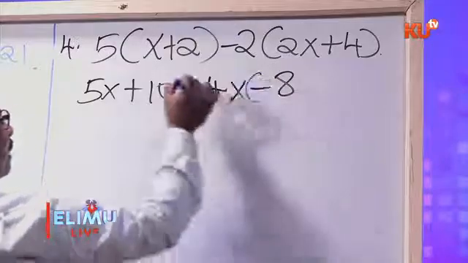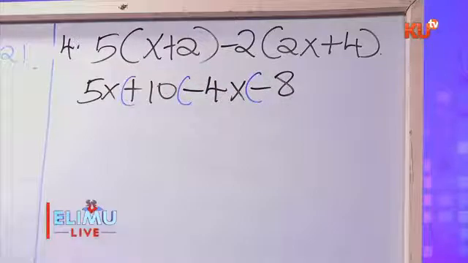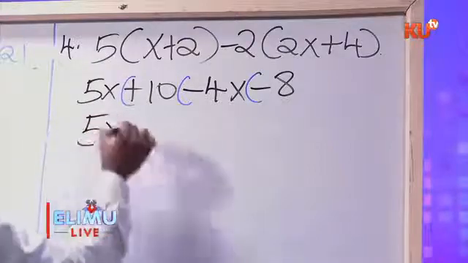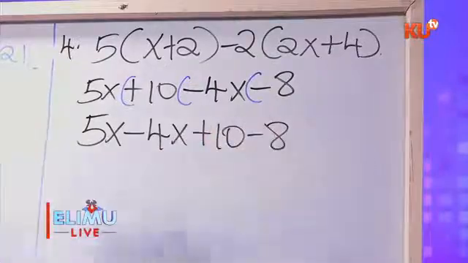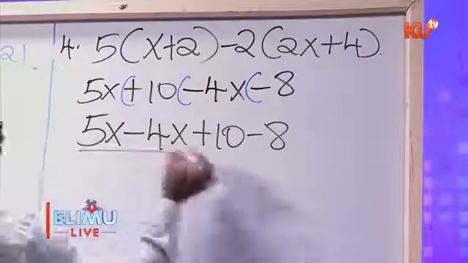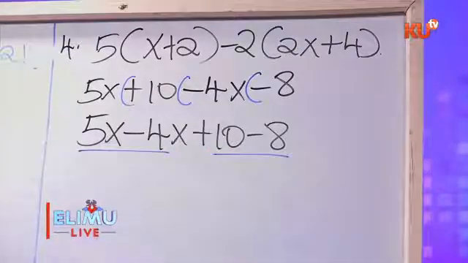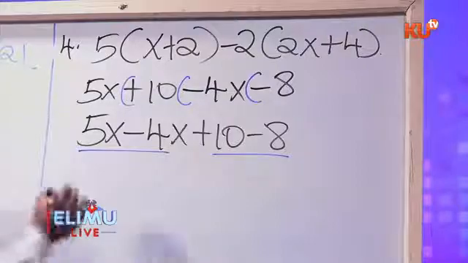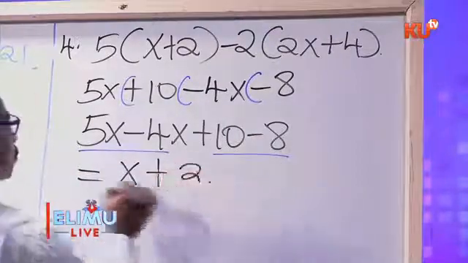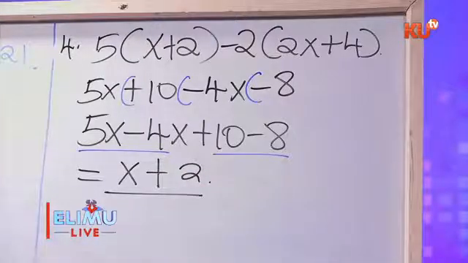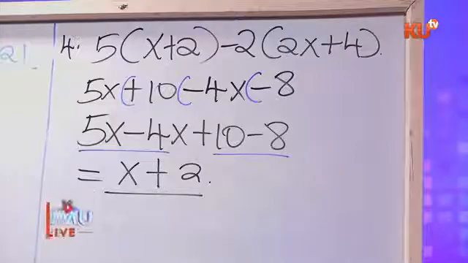So we have a number and the sign that comes before the number. Then we collect the like terms, which is 5x minus 4x plus 10 minus 8. So this and this are like terms. 5x minus 4x, our answer is x, plus 10 minus 8, 2. So the right answer is x plus 2.